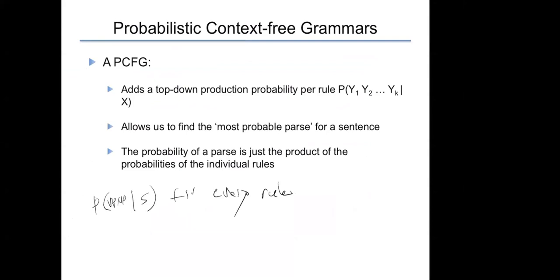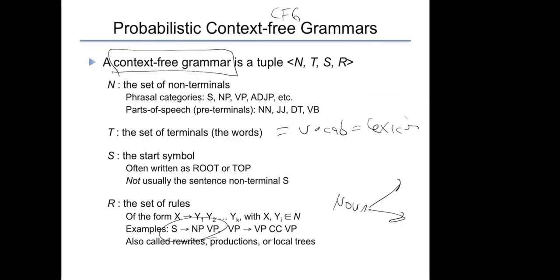Then with these rules and their probabilities, we can at least find the most probable parse, whether it's efficient or not. I hope you agree with that. And that's exactly because, once we have defined this, the probability of a certain parse is just the product of the probabilities of the individual rules. So going back to the slide, I'll show you an example.